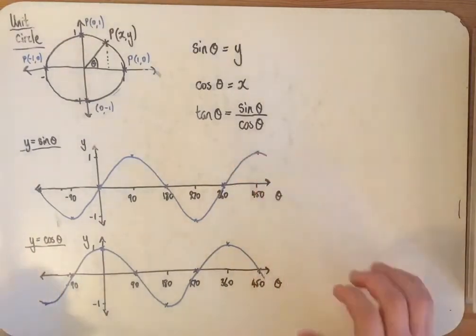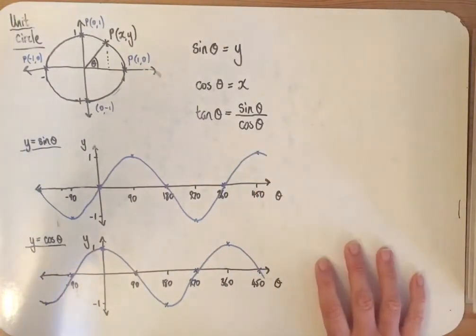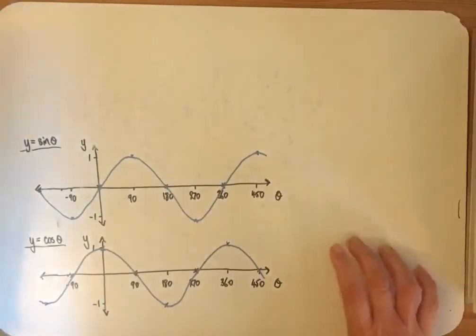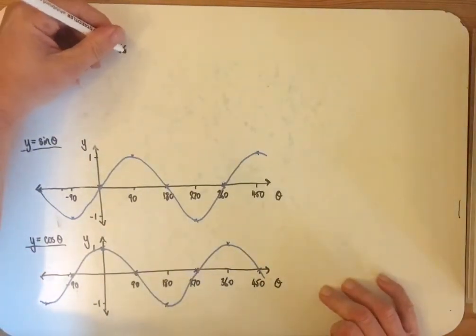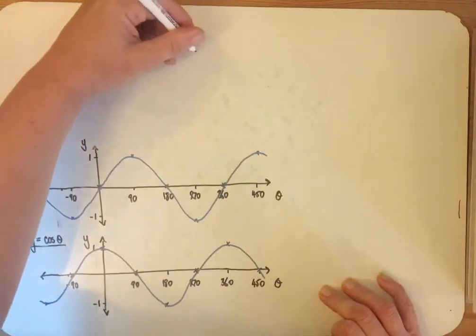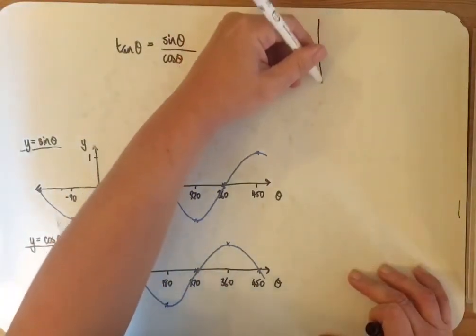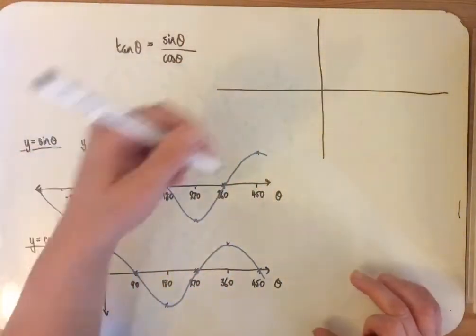We're going to use tan theta as sine theta over cos theta. I'll scrub off the unit circle because I don't think we're going to need it for this. So tan theta equals sine theta over cos theta. Don't worry if you find this one more difficult. I'll try and show you what's happening with it.